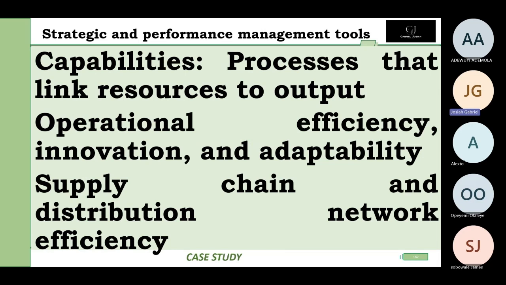The capabilities are processes that link resources to output. So the process leads to a product, and those are your capabilities as an organization. And operational efficiency, innovation, and adaptability, and also the supply chain and distribution network and efficiency are capabilities a business could carve a niche around.